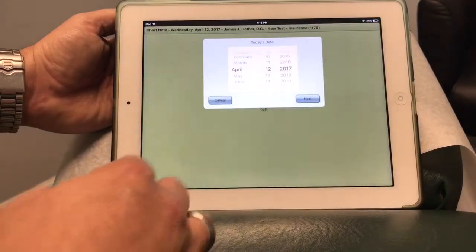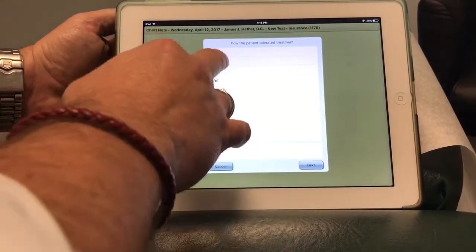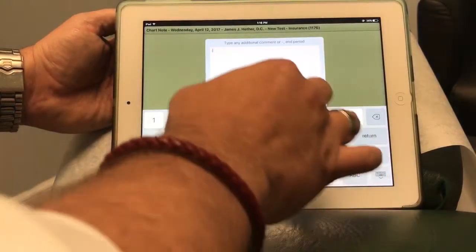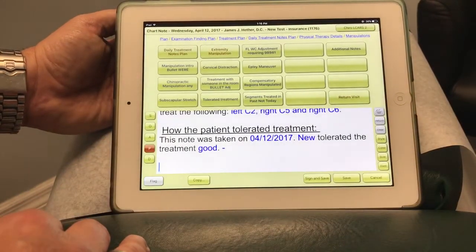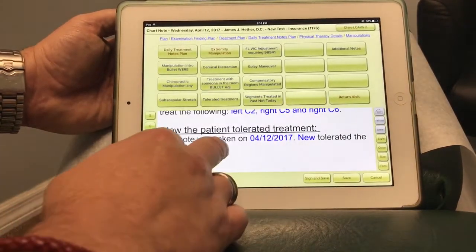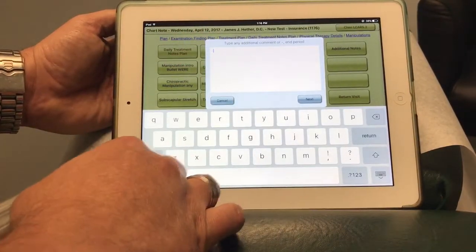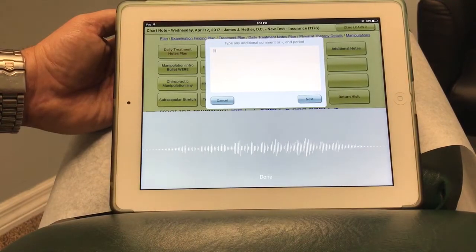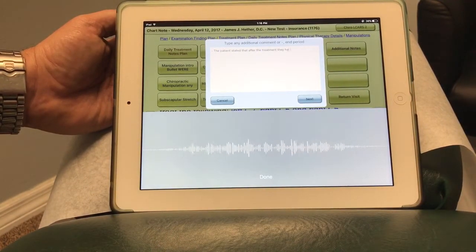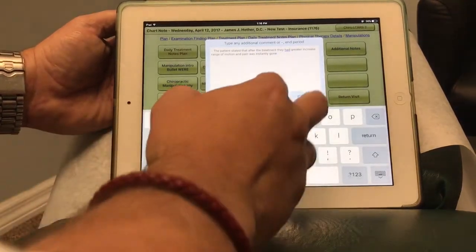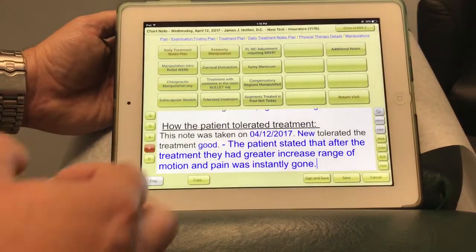But first, how did the person respond to care? The person did good. They responded well, and then we're going to use this little dash to make a space. So the next time they come in, we can change the date, how they responded, and then we can actually add the patient stated that after their treatment they had greater increased range of motion and the pain was instantly gone, period. So we can add information regarding how they did that treatment after they got adjusted.